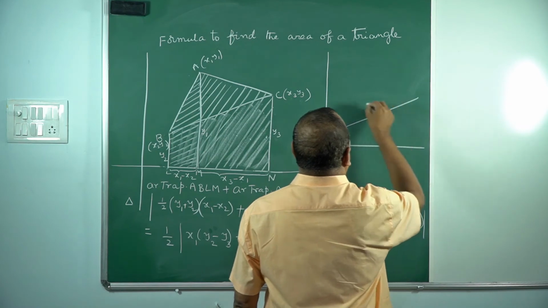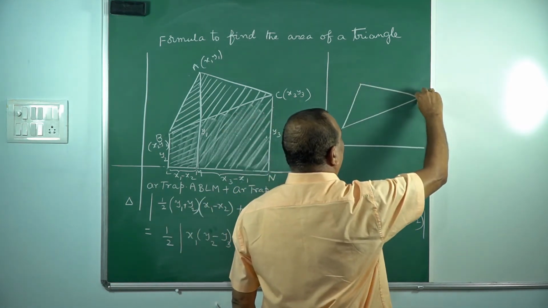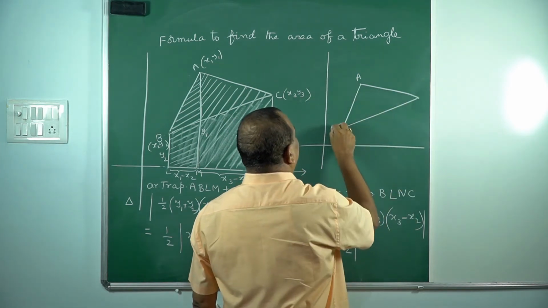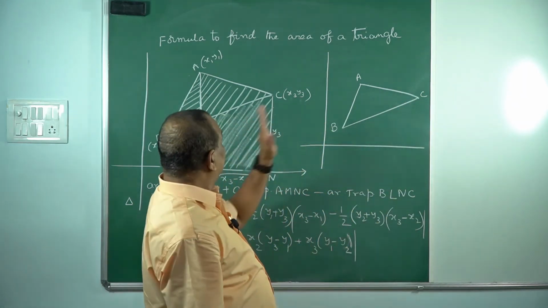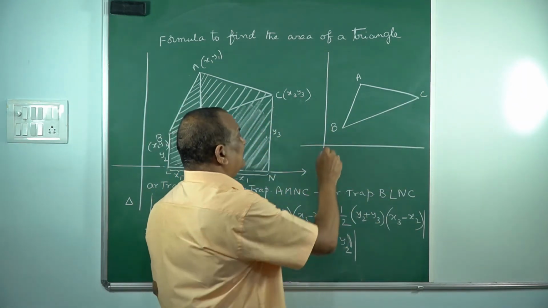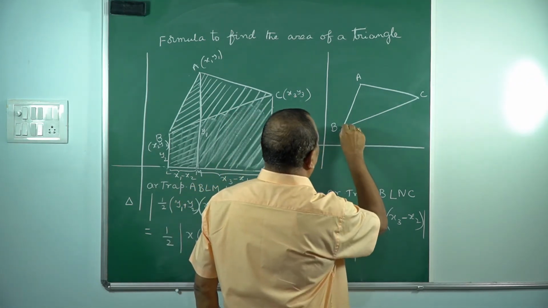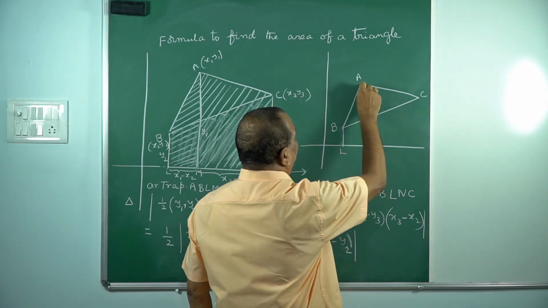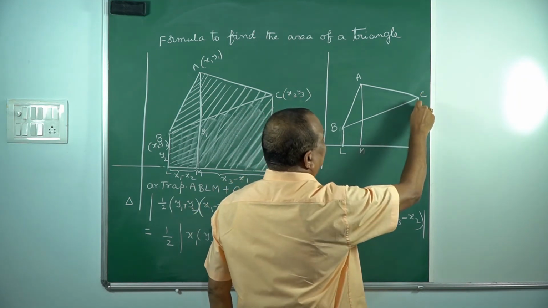This is the triangle we are given, whose area you need to find out. We named it as ABC. Same figure I am drawing here once again. We drew the perpendiculars like this. Straight you have to come down. Label it as L, M, and here it is N.